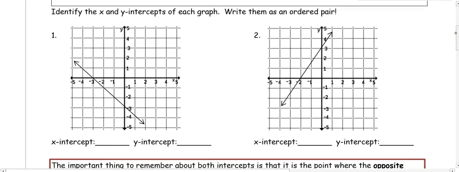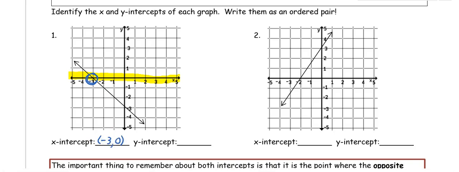y intercept is. So the x-intercept is the point that crosses the x-axis. When it crosses the x-axis, we're going to have an x-coordinate and we're going to have 0 for the y-coordinate. So here is our x-coordinate at -3. So we have -3, 0 for the x-intercept.